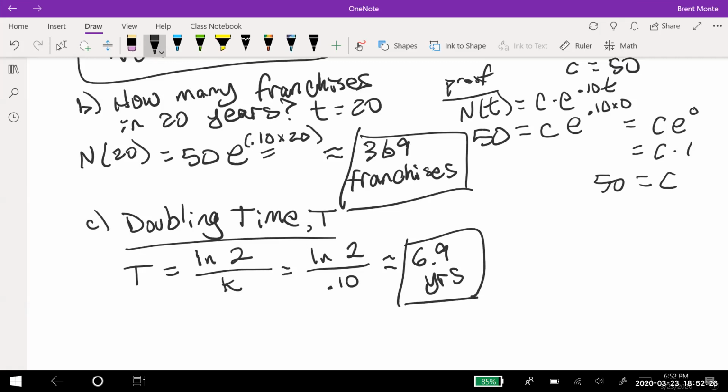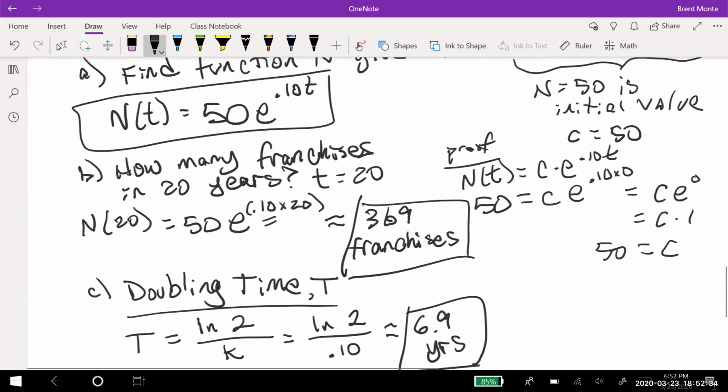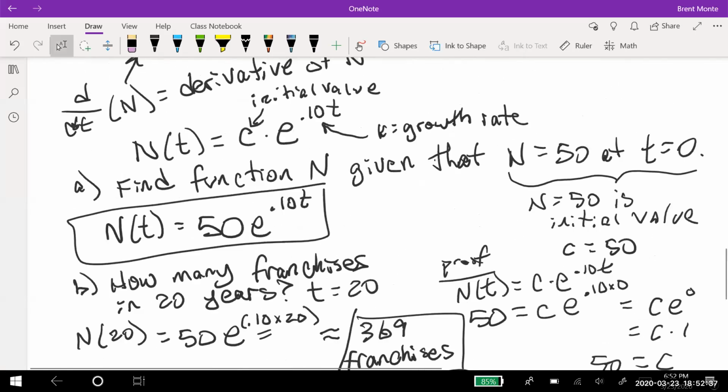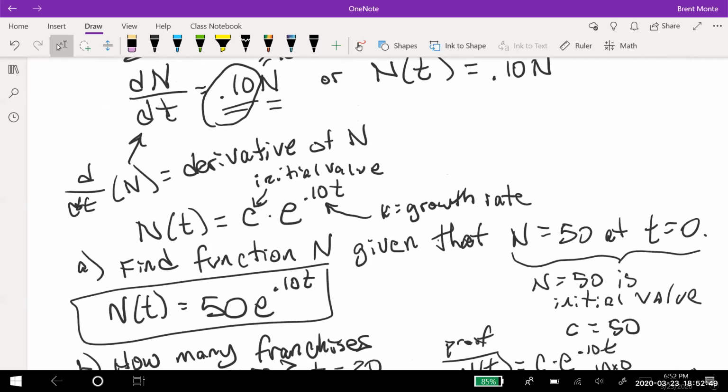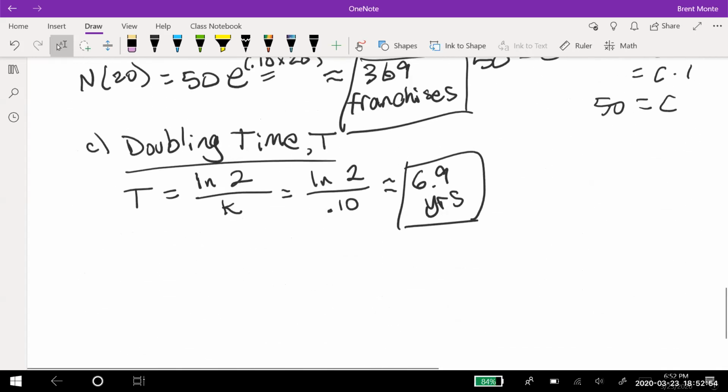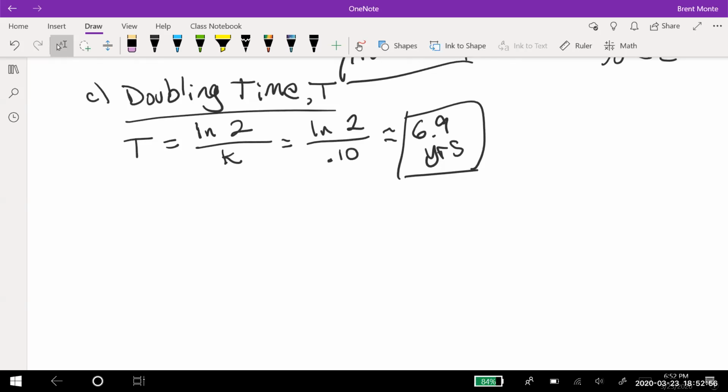All right, so let me show you where that formula came from. That's the end of that problem, by the way. Now notice we didn't do any derivatives there. It was the idea that they gave us the derivative. So when they told us that the growth rate, 10% increase, that says it's 10% of n, which was the derivative. We're going backwards to find the only thing that fits that, which is that c e to the kt formula. All right, but let me show you that doubling time formula.